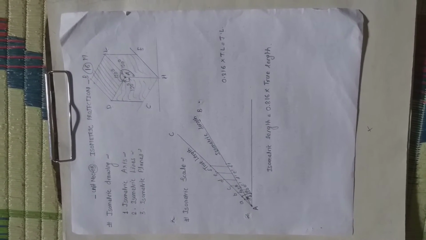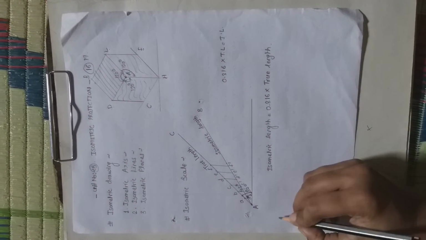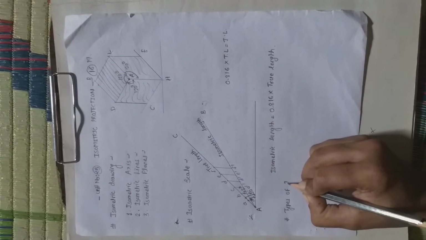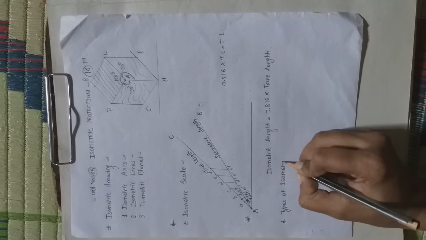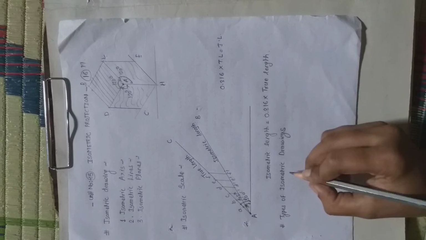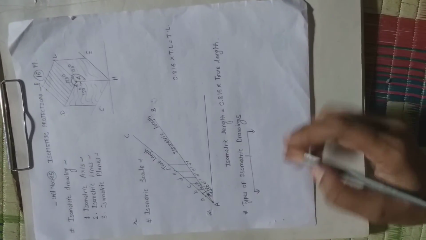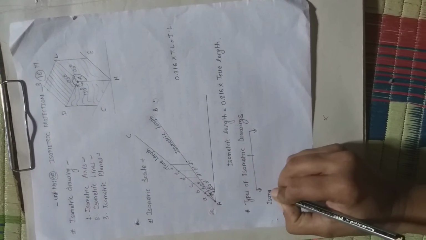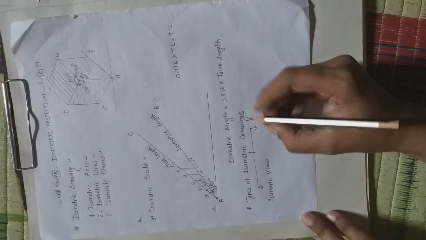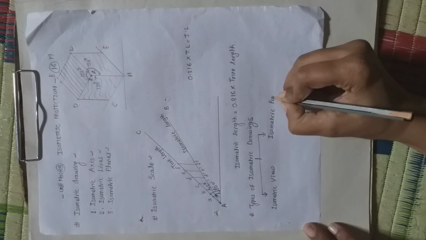Now next is types of isometric drawings. In this there are two main types. First is isometric view, and second is isometric projection.